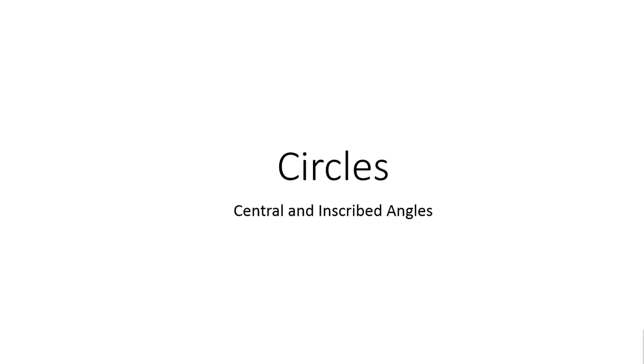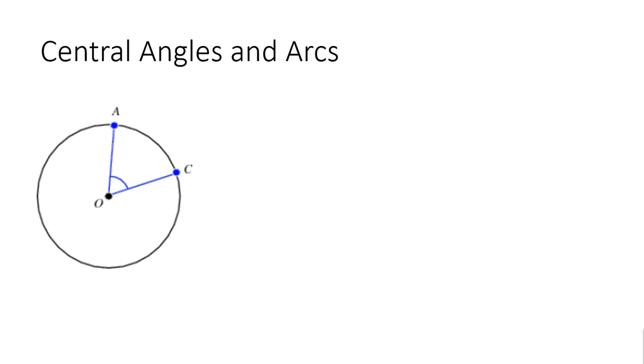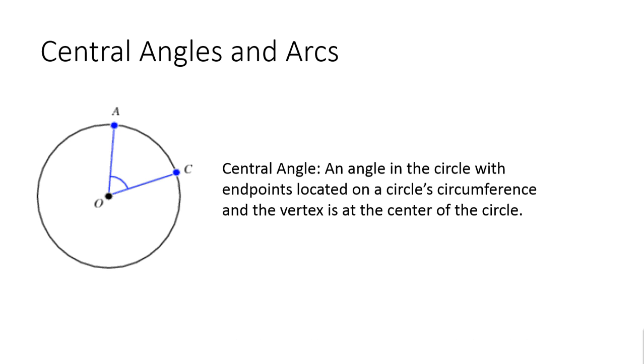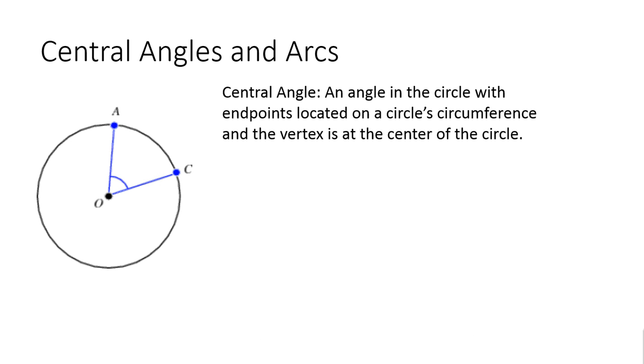In this video about circles, we are going to be talking about central and inscribed angles. Recall that a central angle is an angle in the circle with the endpoints located on the circle's circumference, and the vertex is at the center of the circle. So the endpoints would be point A and C, and the vertex is at point O, and so the central angle would be angle AOC.